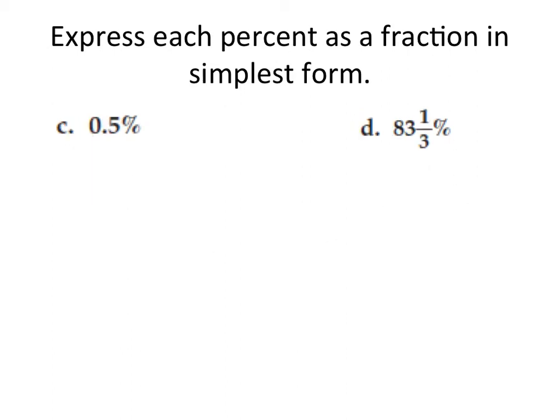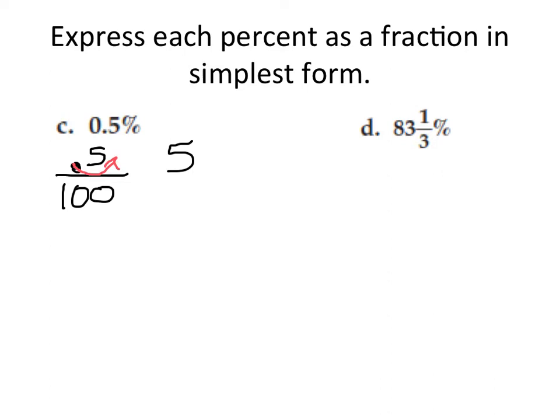Alright, you can see here that we have the same directions, but this time we have different types of numbers. This one is a decimal. I'm going to continue doing what I normally do. I'm going to put 0.5, drop the percent sign, put it over 100 because it's based on a percent. We need to take care of this decimal in the numerator. That's very easy to do. We want to make it a whole number by moving the decimal place the number of places it takes to make it a whole. So it only takes 1, and I get a 5.